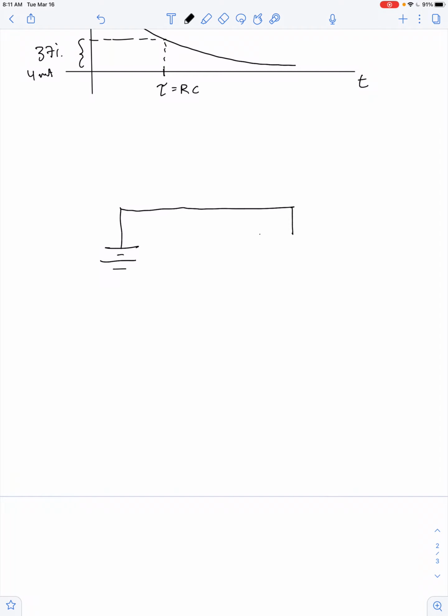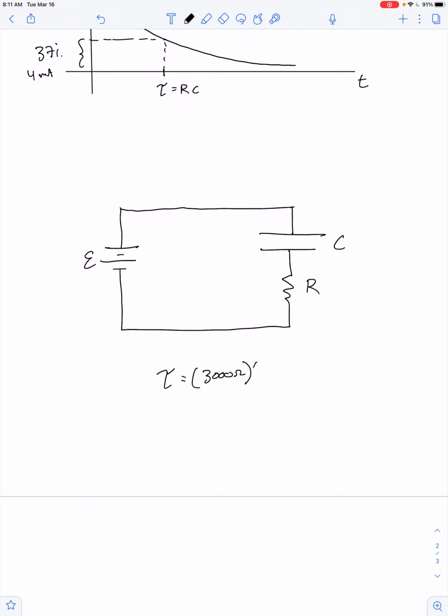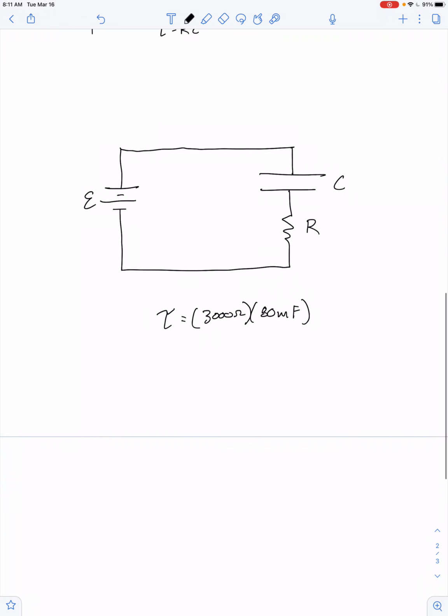So just a reminder of what our circuit looks like with the switch closed. It's just a battery in series with a capacitor and a resistance. In this case, we have a time constant of 3,000 ohms multiplied by 80 millifarads. I can cancel out 1,000 and milli, because milli means a thousandth, right? So easy mental math here, 3 times 80 gives us 240. 240 ohm-farads, well, that's 240 seconds.